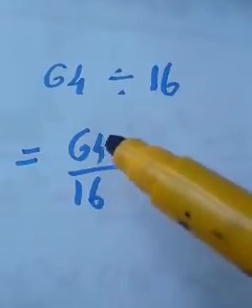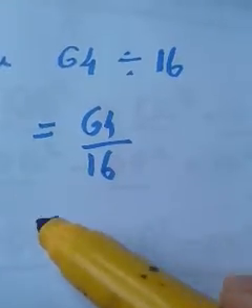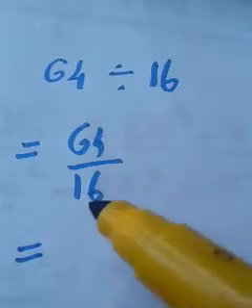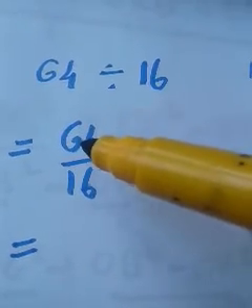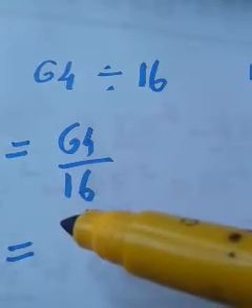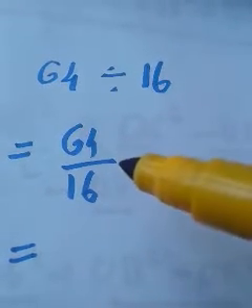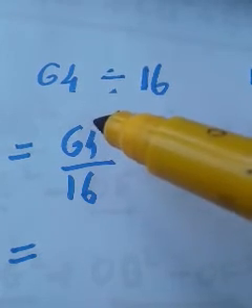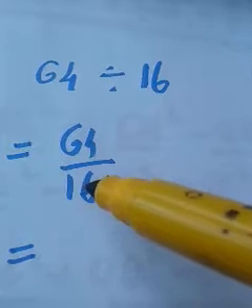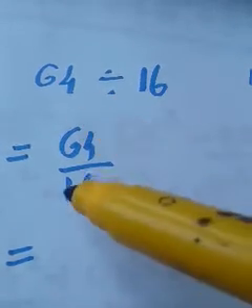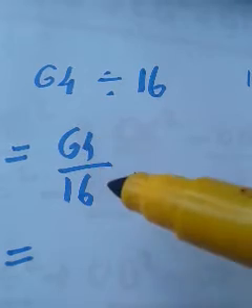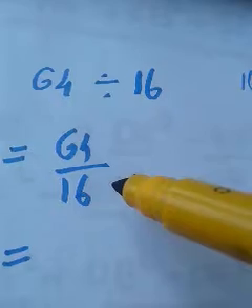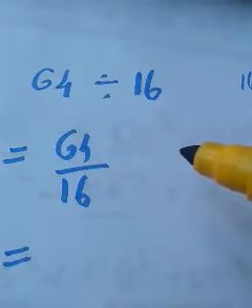64 by 16, I have written like this. Now just see, you can use the cancellation method, no? 64 and 16, by which number can you cancel? Yes, of course you can cancel by 2, then you can cancel by 8 also. Start thinking about the common factors of 64 and 16. By using the common factor only we can simplify. Of course 2 is a common factor, then 8 also is a common factor, no? So try to choose the biggest common factor, 8.